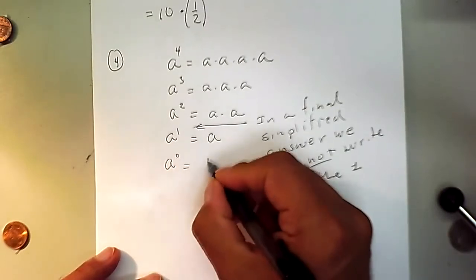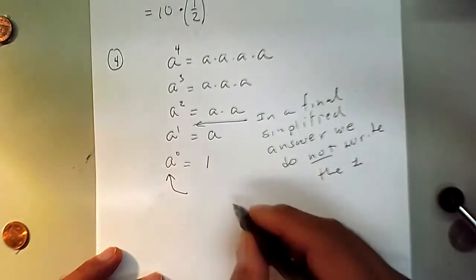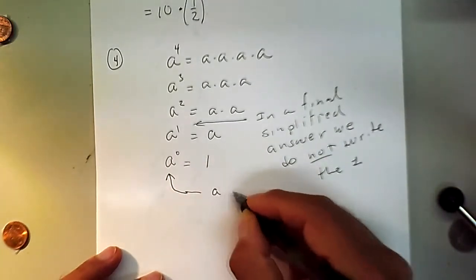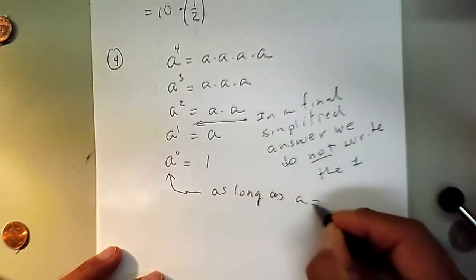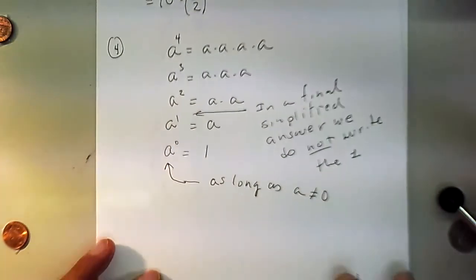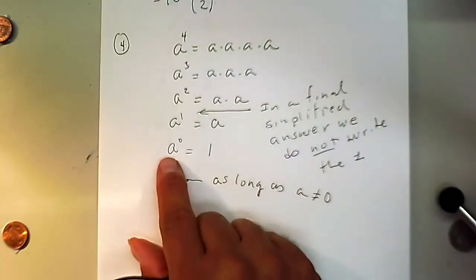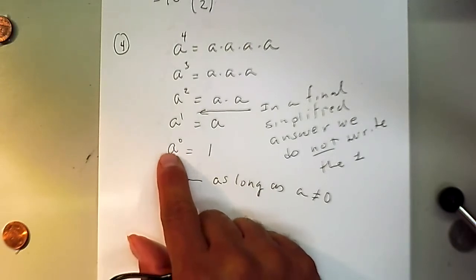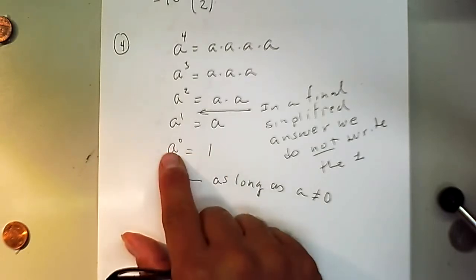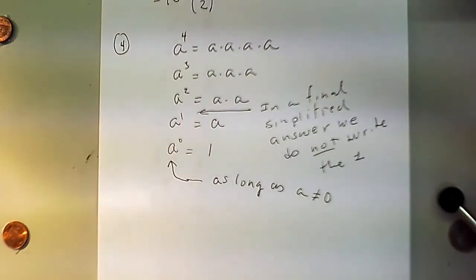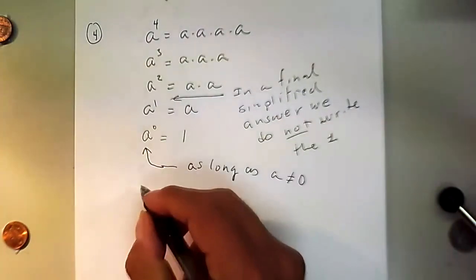So now we can finish this after we saw that example. A to the 0 is 1. Oh, there's one requirement: as long as A is not equal to 0. Because 0 to the 0 we cannot do. In this case, we're assuming that A is not 0, and any number to the 0 is automatically 1, as long as that number is not equal to 0. Otherwise, it is undefined, as some people would say.